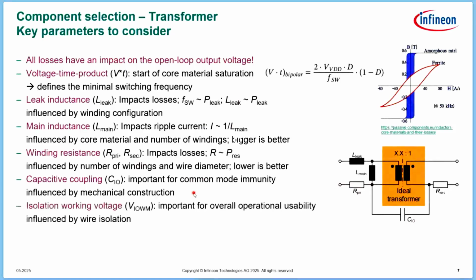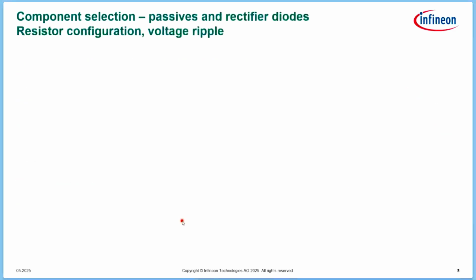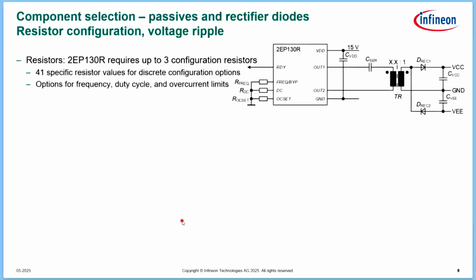And of course, I already said last but not least, but we have the working voltage. I mentioned that already. This is important for the overall usability in the application, and here the parameter is the wire insulation, usually, which is given also by the construction of the transformer. So with these two key elements, IC and transformer aside, we still have some passives and rectifier diodes. And also this is very important for our product to have the good selection here.